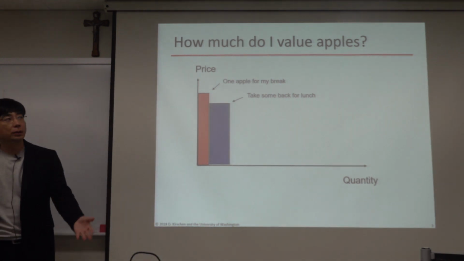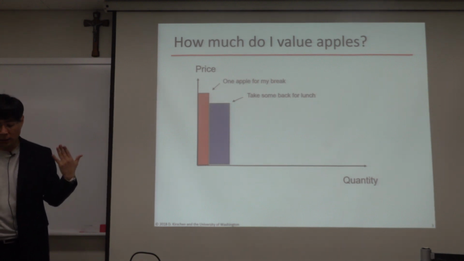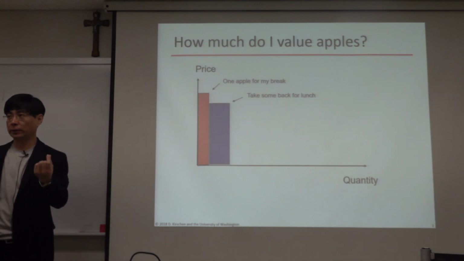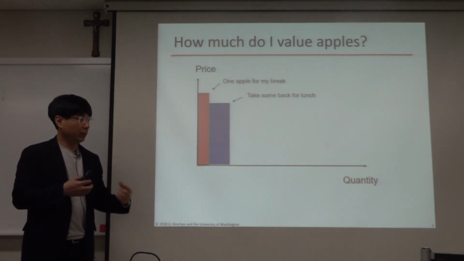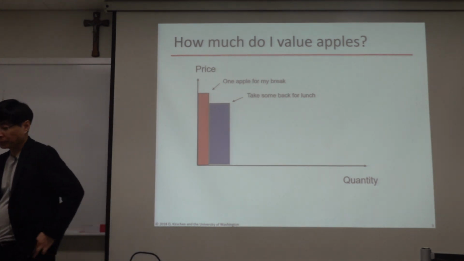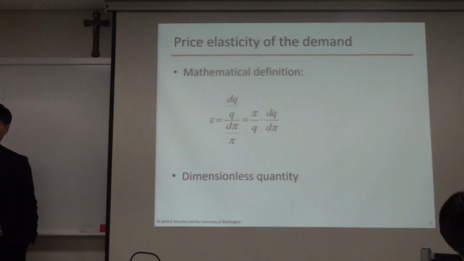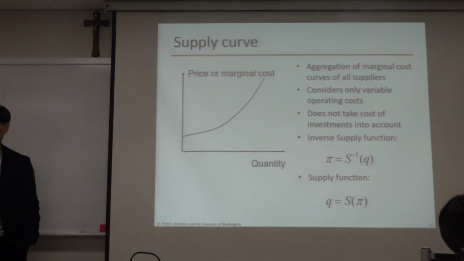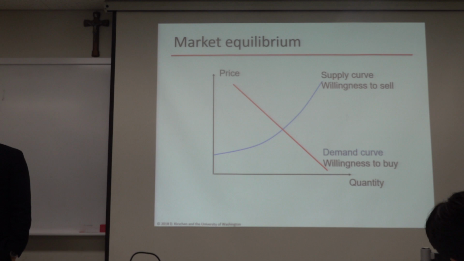And we have also the supply curve, and the intersection of demand curve and supply curve gives us the market clearing price. That's the market equilibrium. But I want to emphasize that each apple has different value for you. So we talked about that. We talked about elasticity of the demand and elasticity of supply. So market equilibrium.